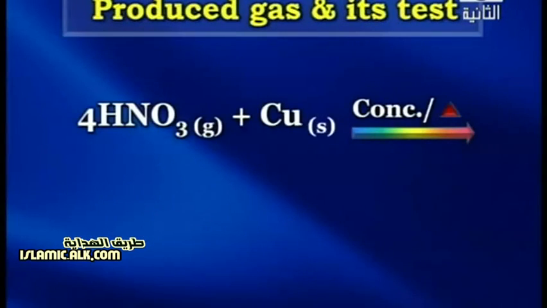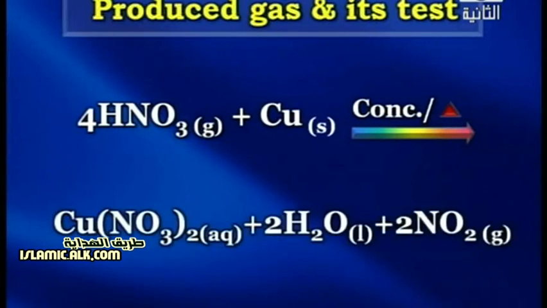Then, on adding copper turnings on the nitric acid, the reaction proceeds giving nitrogen dioxide gas, which is reddish brown fumes, and also copper nitrate and water, as shown on the screen.